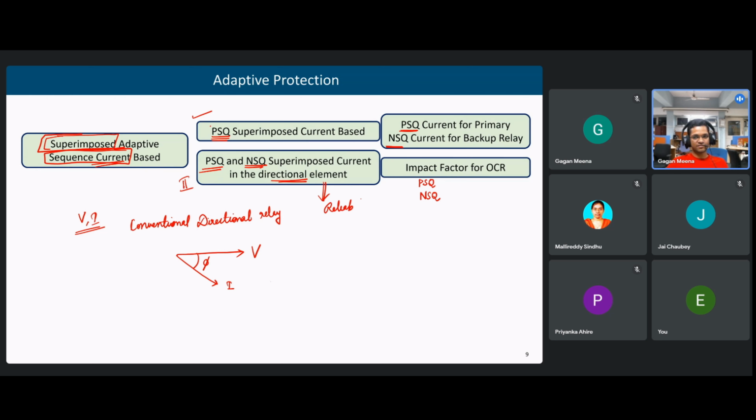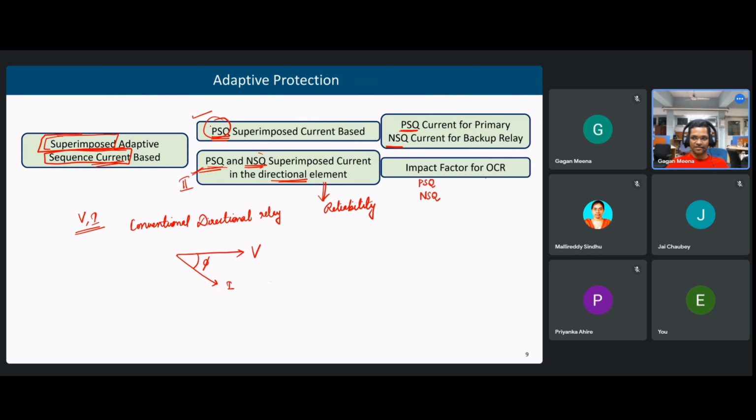Suppose here we consider only the positive sequence component. If the positive sequence component is not able to detect the fault, maybe in case of some impedance faults, then the negative sequence will be able to do that. So we are taking inputs from both. This technique is more robust in that sense.